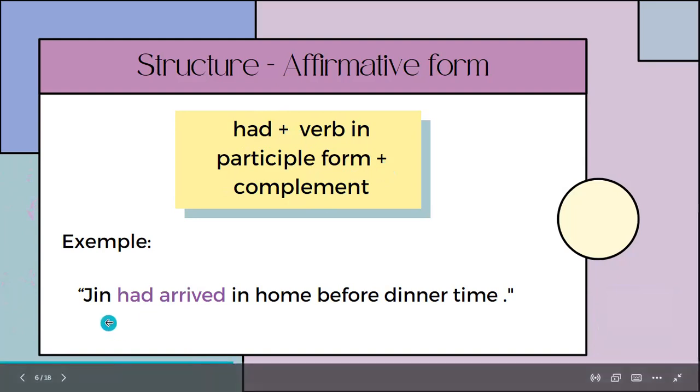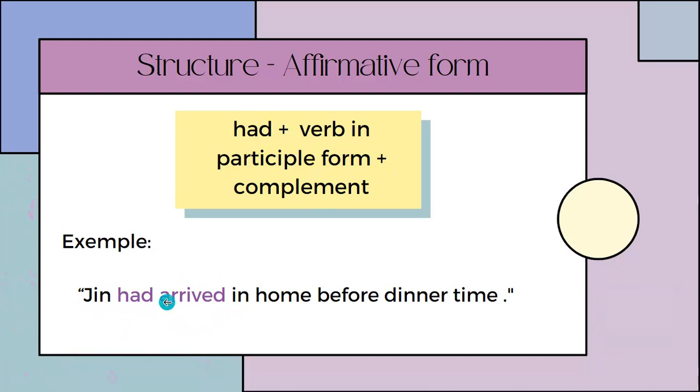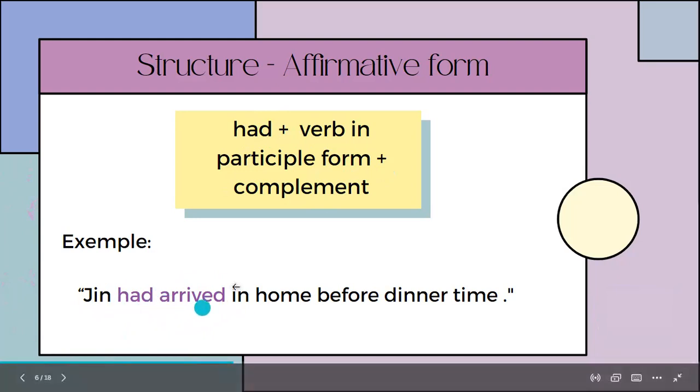Here is an example. Jean had, here's the had, arrived. Arrived is the verb arrive in the participle form. Jean had arrived home before dinner. Before dinner is the complement, it's the end of the sentence. All right?